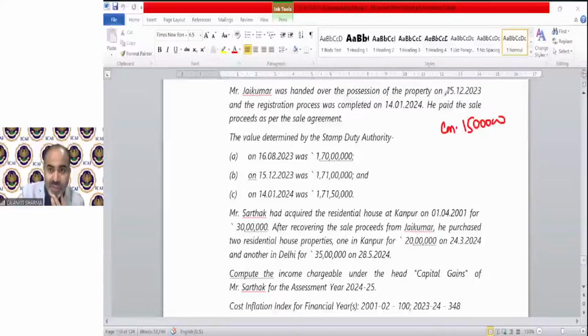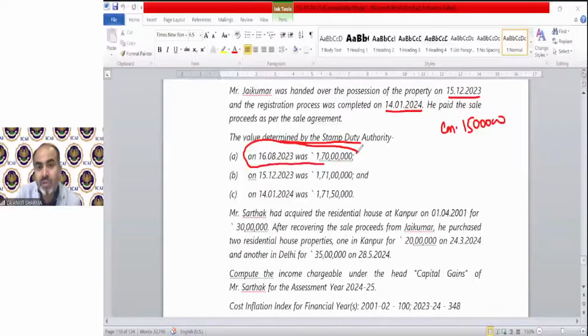Now he handed over the possession on 15/12/23. The registration procedure was completed on 14 January. He received the sale proceeds as follows. The value has been determined by the stamp duty authority like this. So because the agreement was made on 16th August and the payment was done by cheque, we need to take the stamp duty value on 16th August. This is the value for the purpose of comparison.